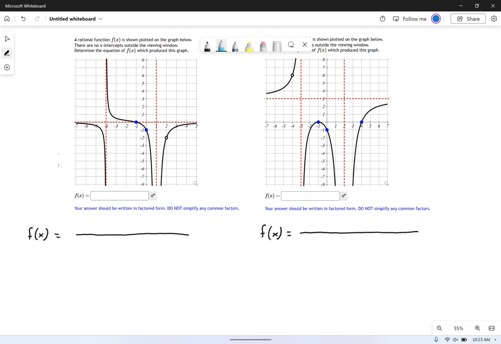These are separate problems, left and right, and we're going to solve each of them at the same time, so you can see exactly how the x-intercepts, the y-intercepts, the horizontal asymptotes are all playing into the creation of these functions based on the graphs.